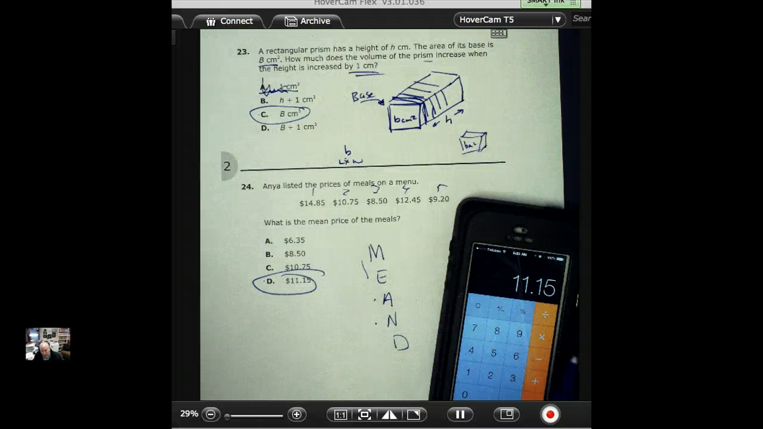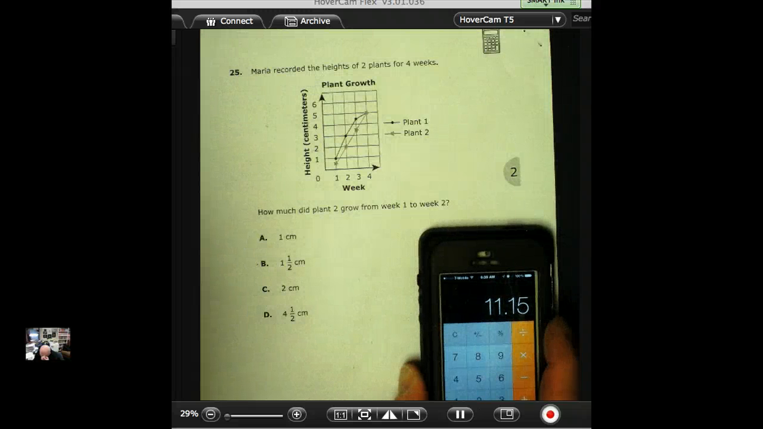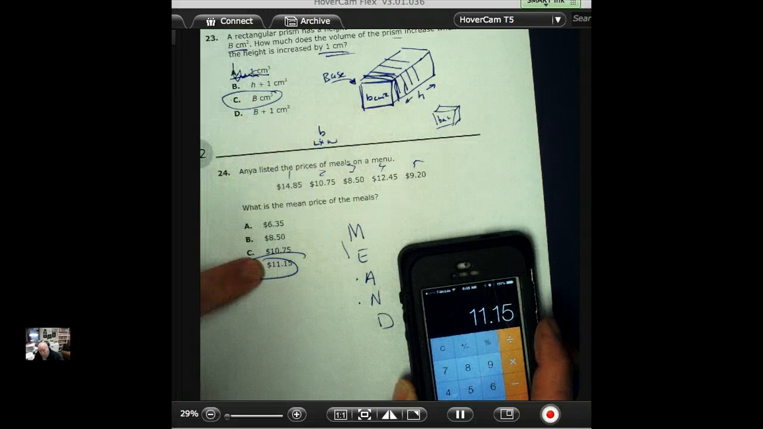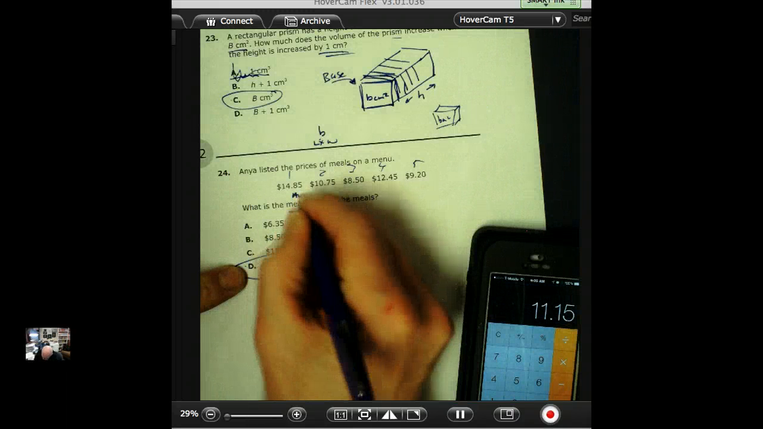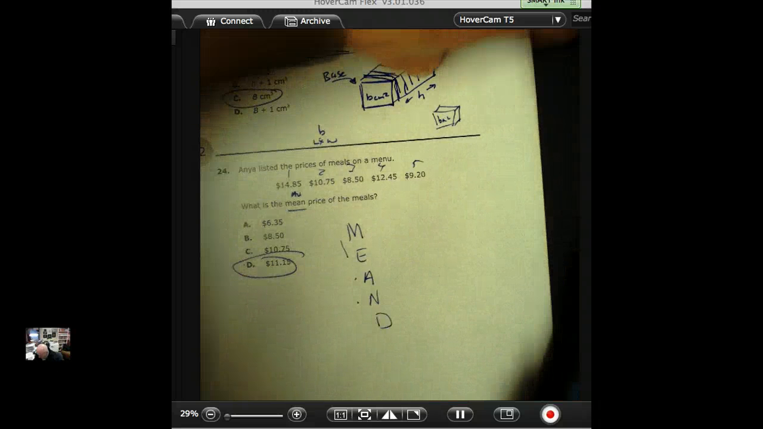On a test, I would add those up again, but the video is getting long, so I'm going to move on past that. I think that's the last problem. No, we have one more here. What does that mean? That means that of these meals, the average price of them is $11.15. This is the average. That's what mean means. Me, add, and divide. That's the way you solve it. You add them all up and divide by the total number of meals or whatever.